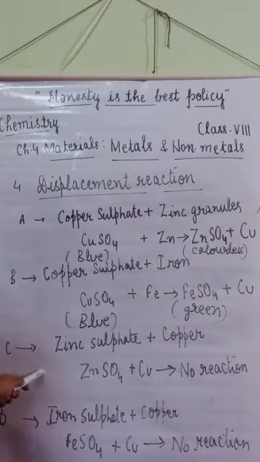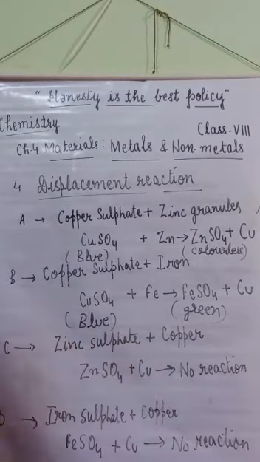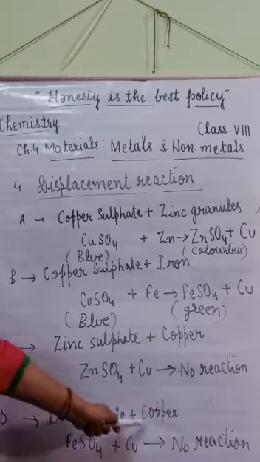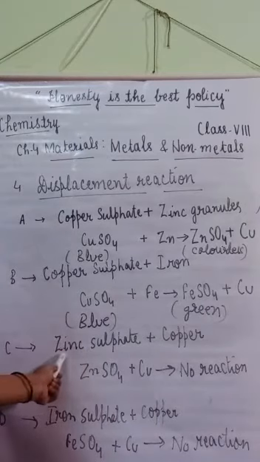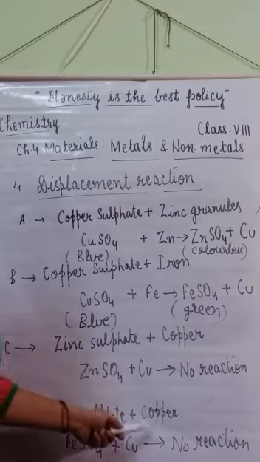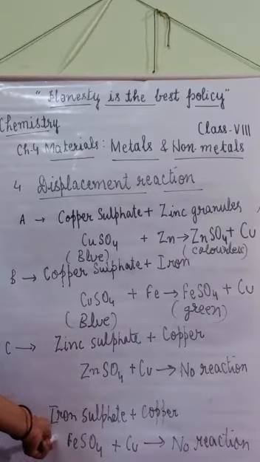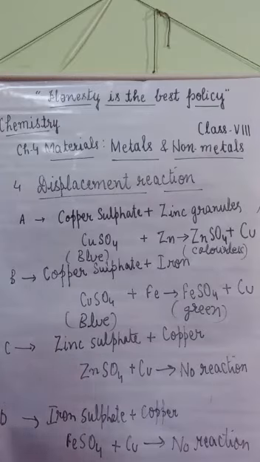But when we take zinc sulfate solution and it reacts with copper, there is no reaction. And when iron sulfate reacts with copper, there is also no reaction because copper is less reactive than zinc. So it does not displace zinc from zinc sulfate solution. And copper is also less reactive than iron, so it does not displace iron from iron sulfate solution. So a displacement reaction takes place when more reactive metals react with less reactive metals and displace them from their position.